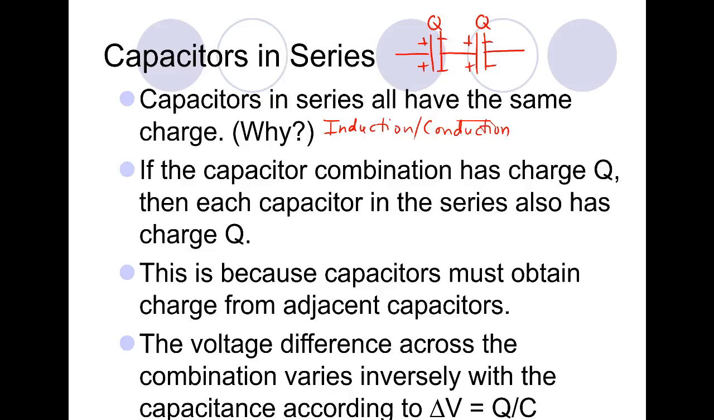The voltage difference, therefore, is going to vary inversely with the capacitance of each one, according to delta V equals Q over C. And remember, where that comes from is the definition of capacitance as charge over voltage. So that turns into this.